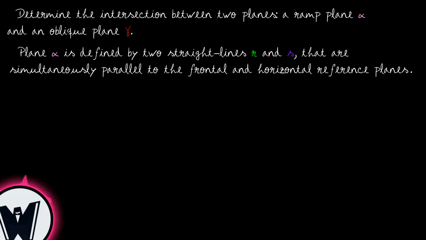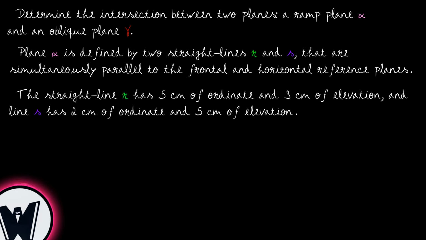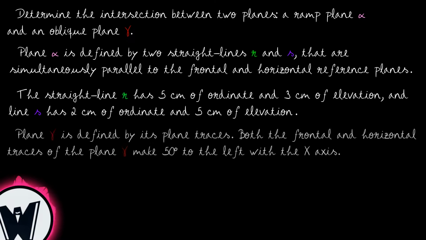Plane alpha is defined by two straight lines R and S that are simultaneously parallel to the frontal and horizontal reference planes. The straight line R has 5 cm of ordinate and 3 cm of elevation, and line S has 2 cm of ordinate and 5 cm of elevation. Plane gamma is defined by its plane traces. Both the frontal and horizontal traces of the plane gamma make 50 degrees to the left with the x-axis.